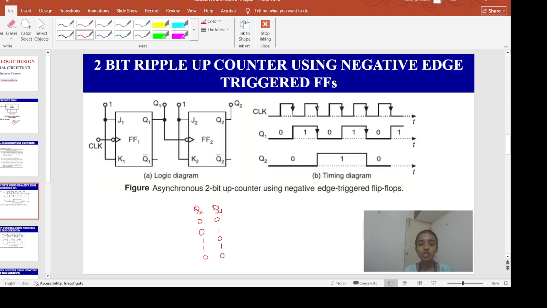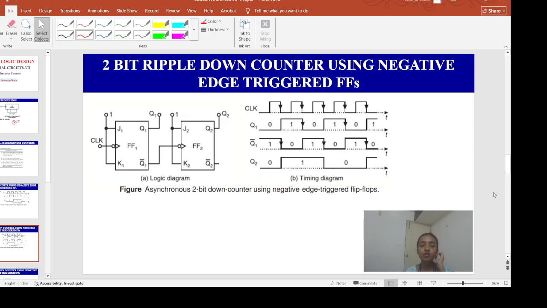Now at the second negative going edge of the clock pulse, what is happening? Now this Q1 became 1 in the previous state. Now it will again toggle to the 0 state. Now this 0 is coming over here. Now this flip-flop will toggle and it will change its state from 0 to 1. Likewise, it will keep on counting from 00, 01, 10, 11 like that. Okay. Now we will see the 2-bit triple.